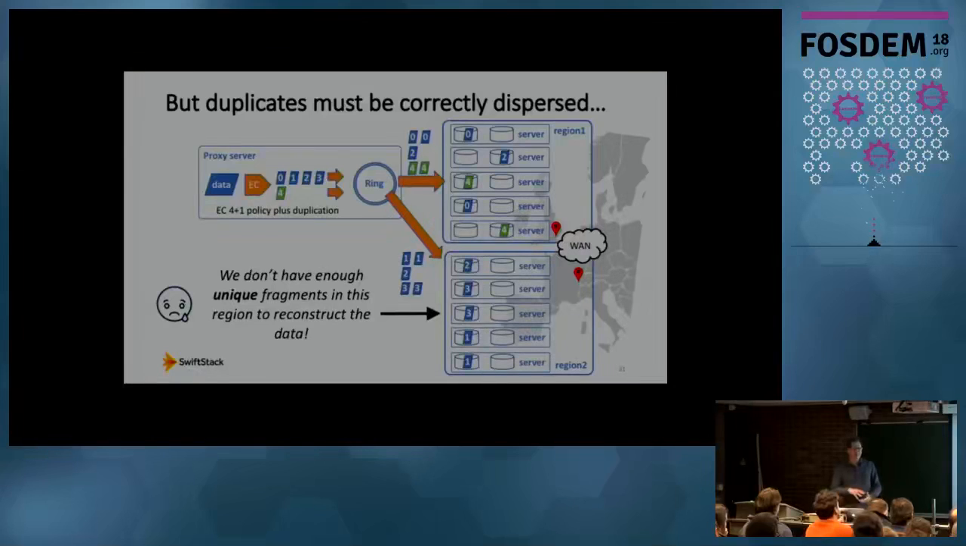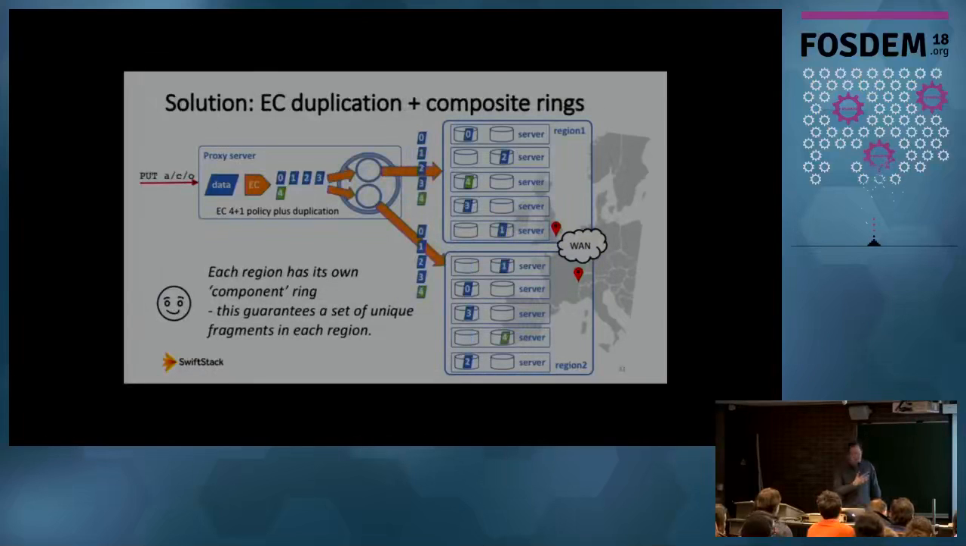So there's one final piece in the jigsaw, or the journey, if you like, towards getting erasure coding support together for distributed clusters. And that was to add what we call a composite ring.